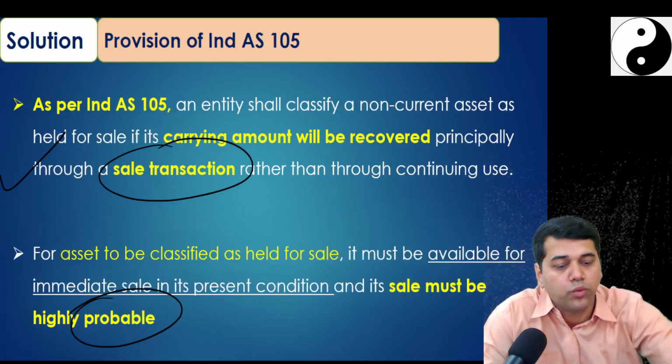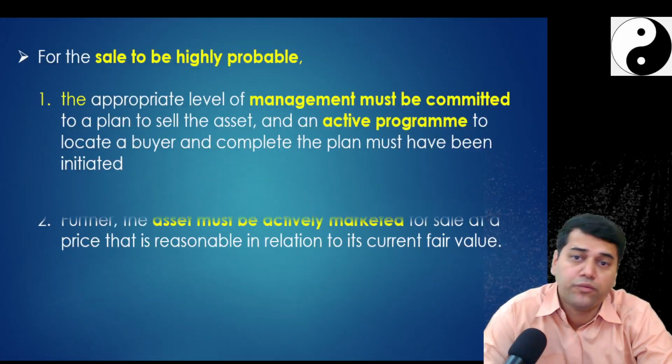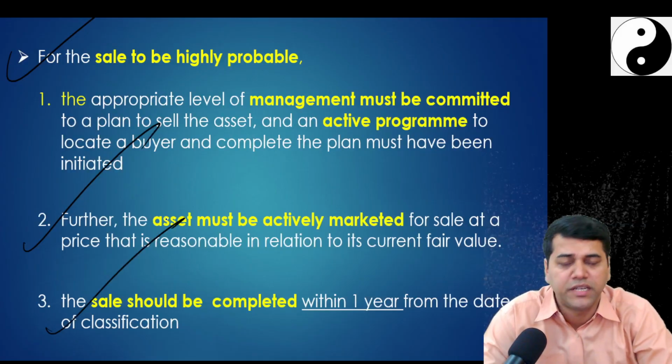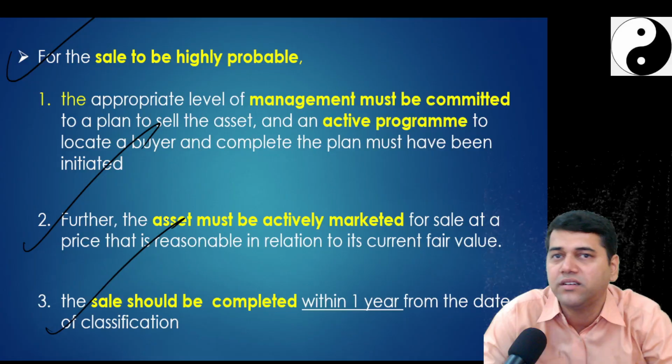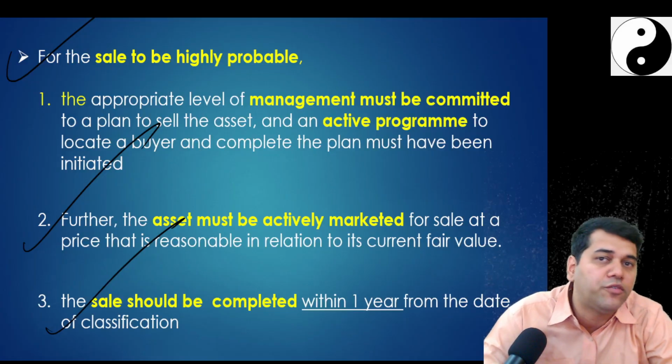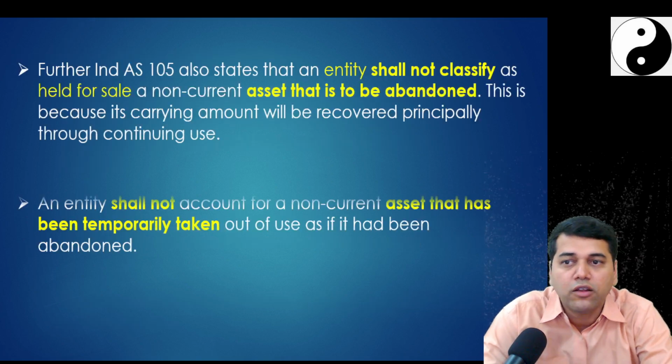So you should call now 105. Now when you call it highly probable, management should have committed, it should have been actively marketed, and the sale completed within 1 year. None of these things are done here. And alternatively, you stopped temporarily, and that is not considered to be held for sale. You have to tell that also.